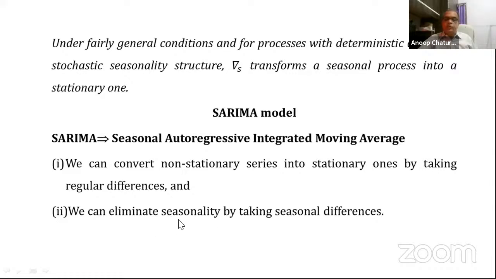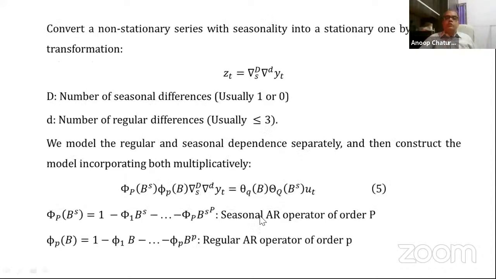And then to eliminate the non-stationarity due to the seasonality part, we take the seasonal differences. So to convert a non-stationary series with both seasonality as well as the first kind of non-stationarity, we use the transformation del S to the D, del to the d, Yt. Capital D is the number of seasonal differences. Usually we take 1 or 0, 0 when there is no seasonality, and 1 when there is seasonality. But sometimes you have more than one kind of seasonalities also, means you have monthly seasonality as well as weekly seasonality, although then the problem of estimation may be more complicated. And small d is the number of regular differences.